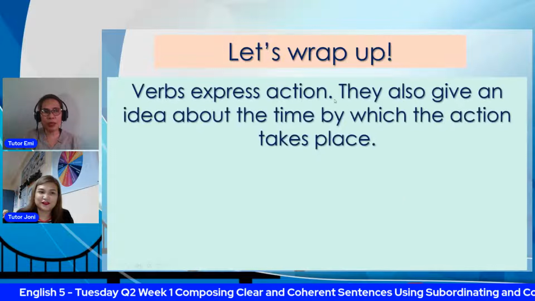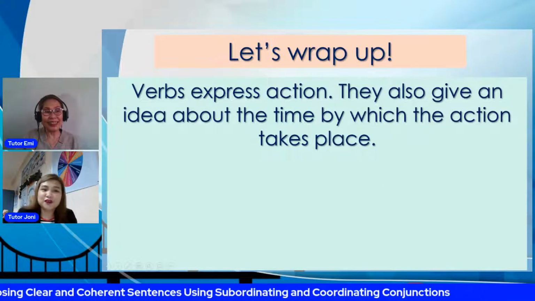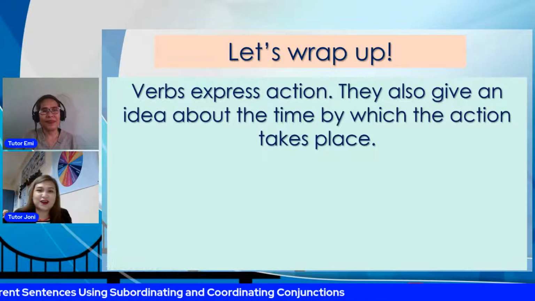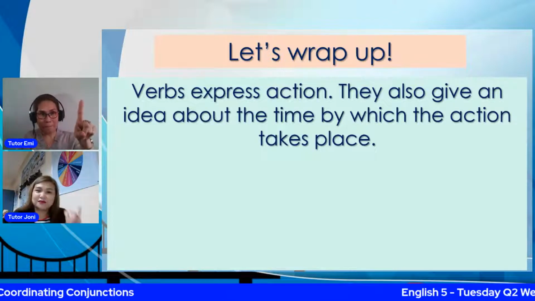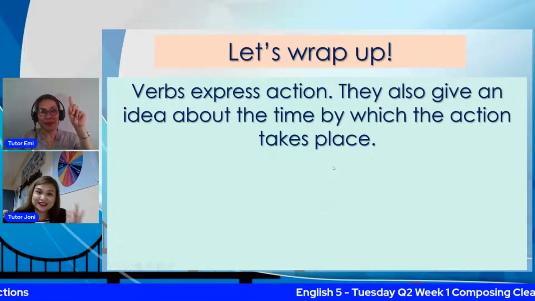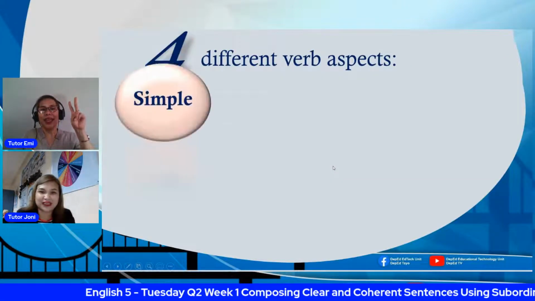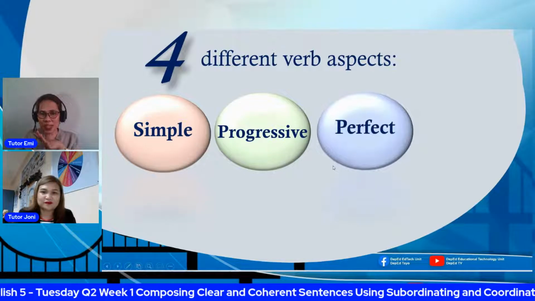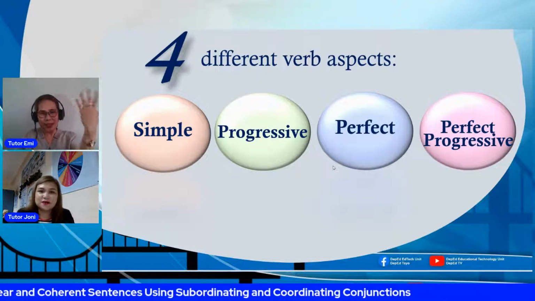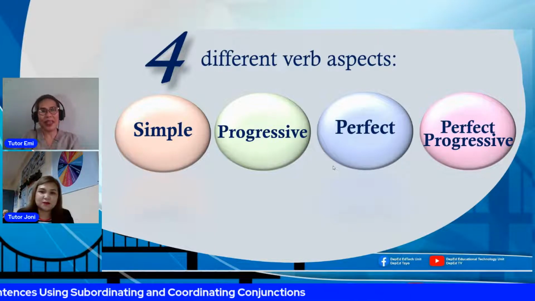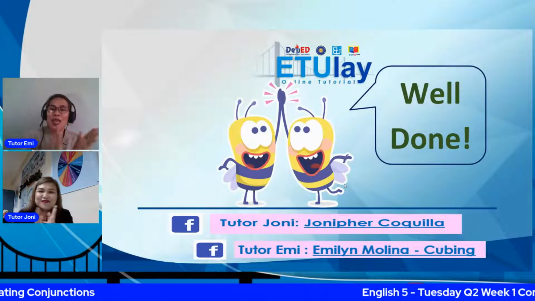So let's wrap up. Please read. Verbs express action. They also give an idea about the time by which the action takes place. We have present, past, and future. That's the time being. And we also have the four different verb aspects: simple, progressive, perfect, and perfect progressive.